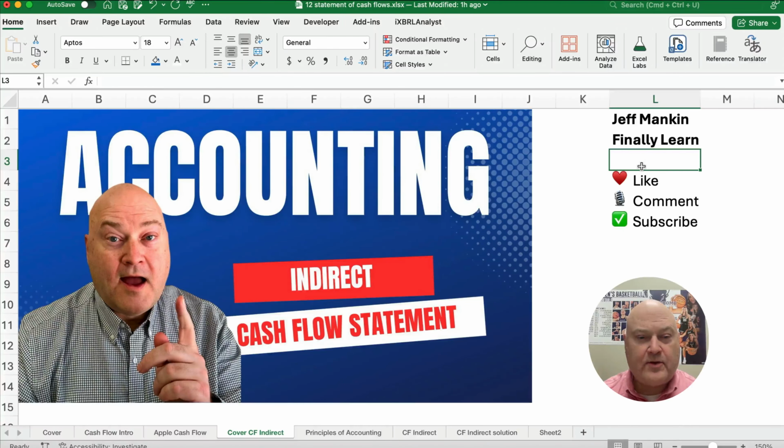Hello and welcome. Today we're working on the cash flow statement using the indirect method, which is the most common, for the first section, which is operating activities.